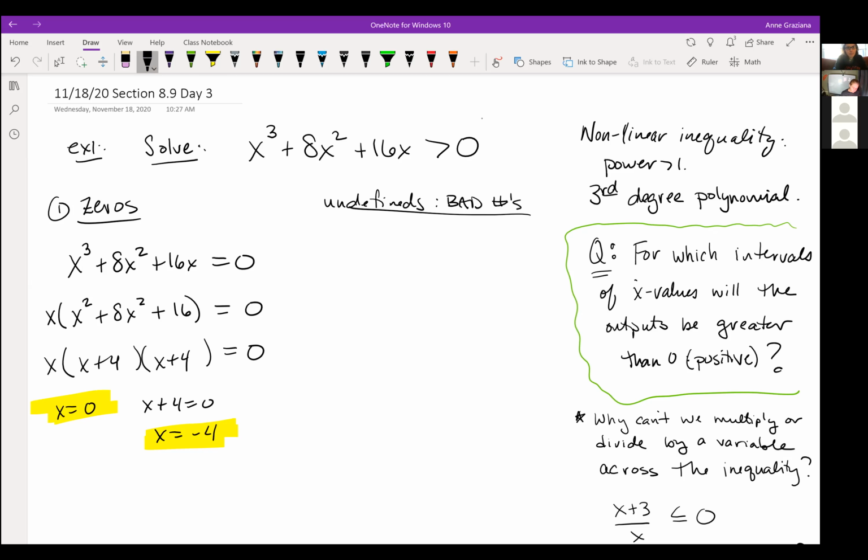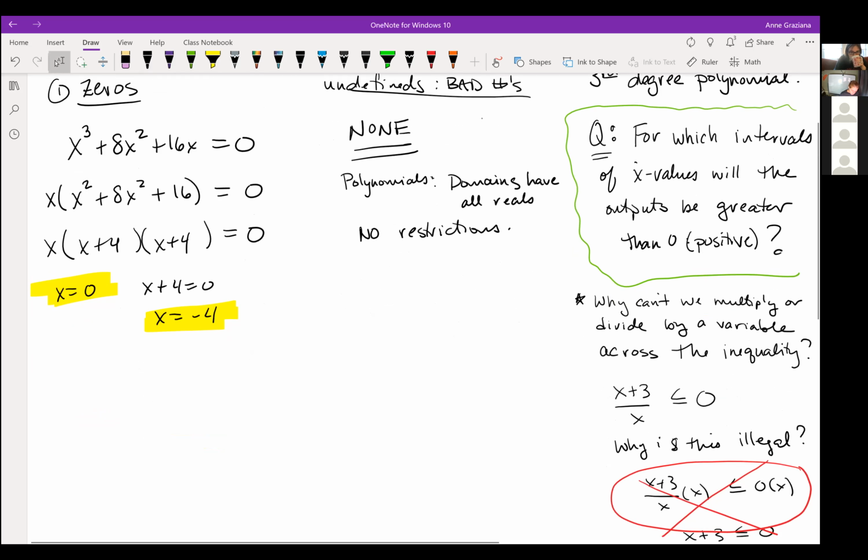There's my zeros. Now what about bad numbers or undefines for this function? There aren't any? Yeah, correct. Good, D'Angelo. So there are none because there's no denominator. Just remember that polynomials have domains of all reals. So there's no restrictions, and that's what this is. This is just a polynomial. All right, well, that's good. So now let's do our sign chart.